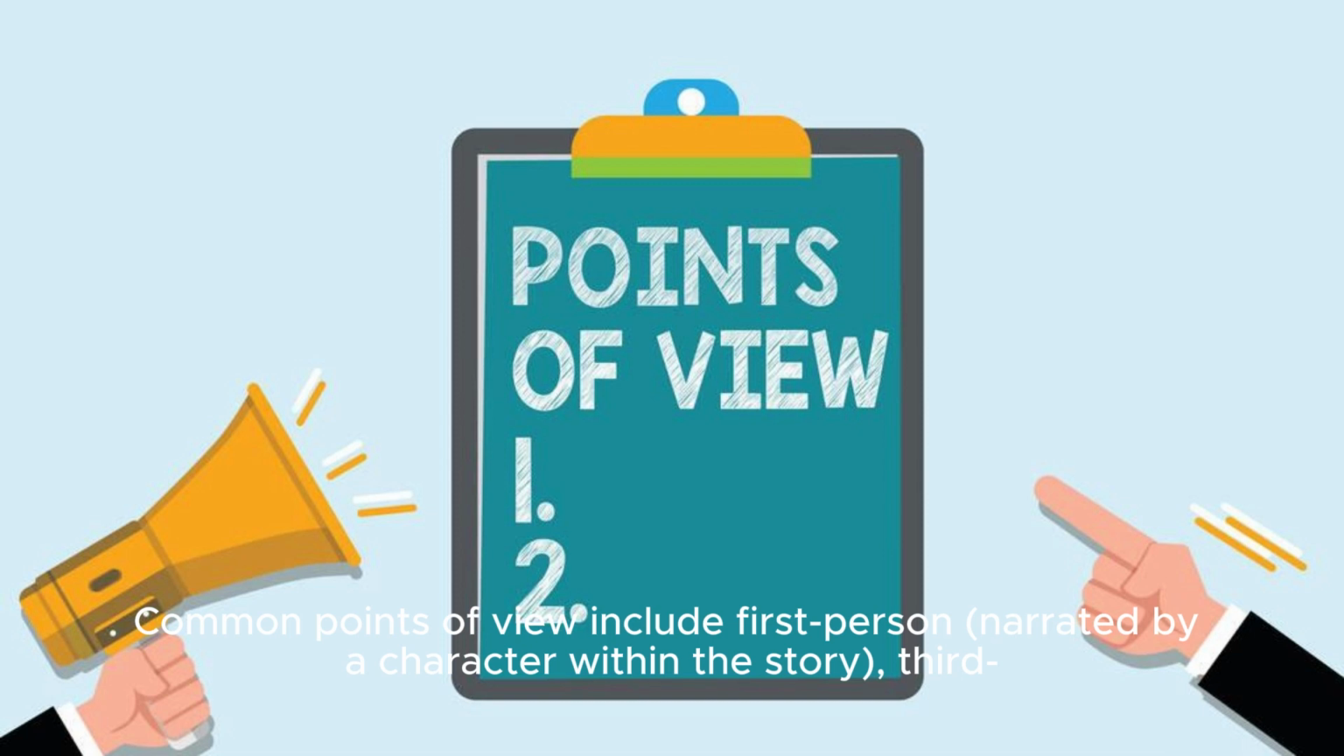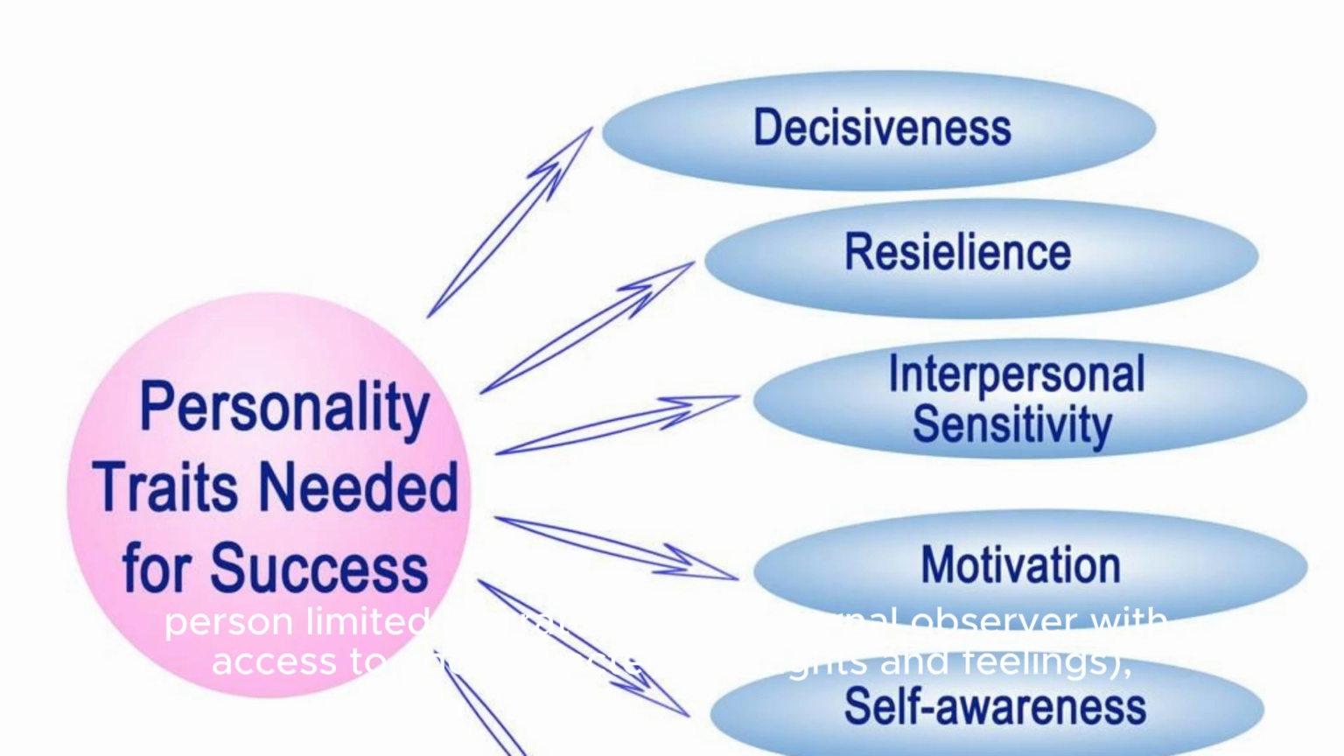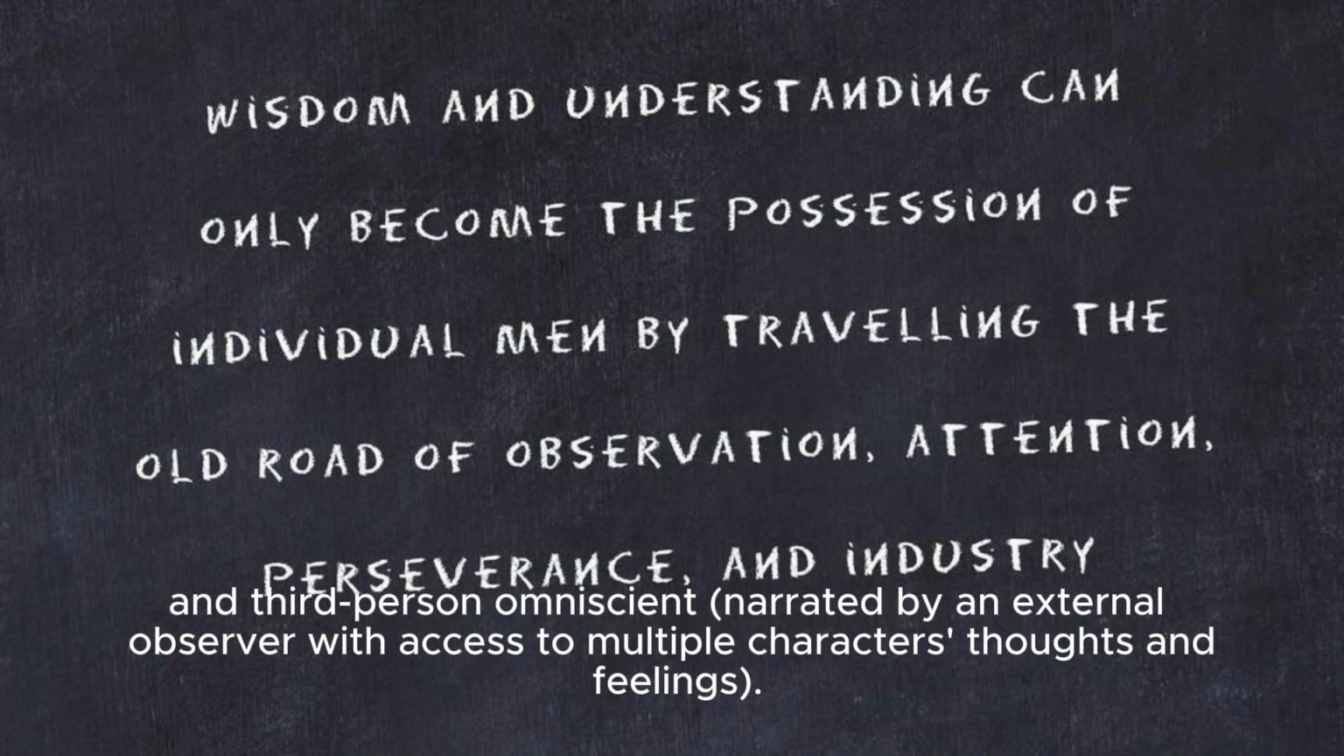Common points of view include first person, narrated by a character within the story; third person limited, narrated by an external observer with access to one character's thoughts and feelings; and third person omniscient, narrated by an external observer with access to multiple characters' thoughts and feelings.